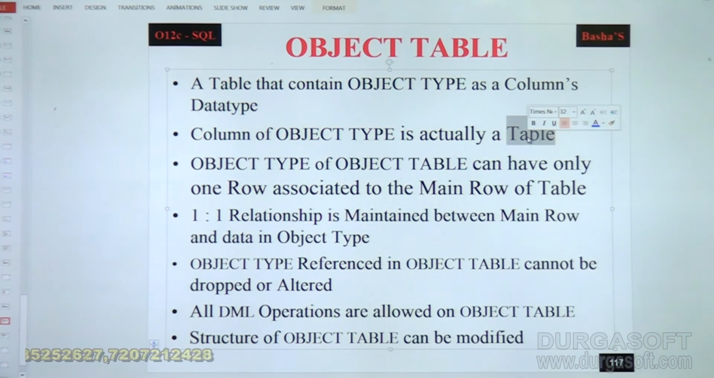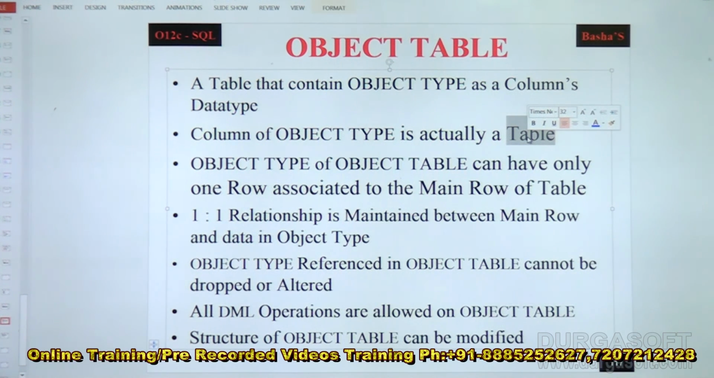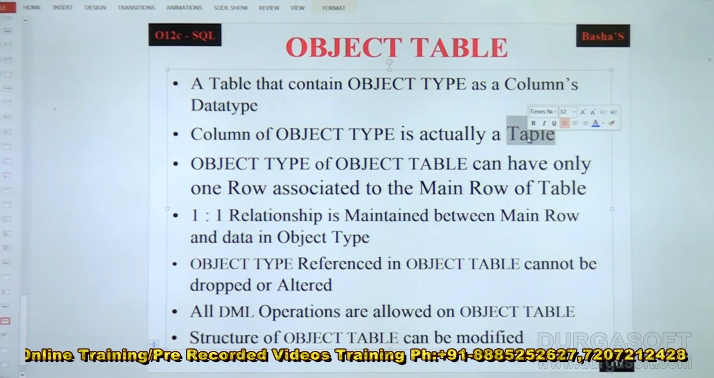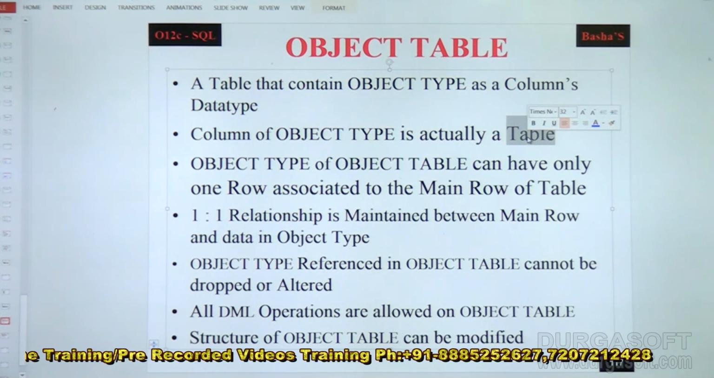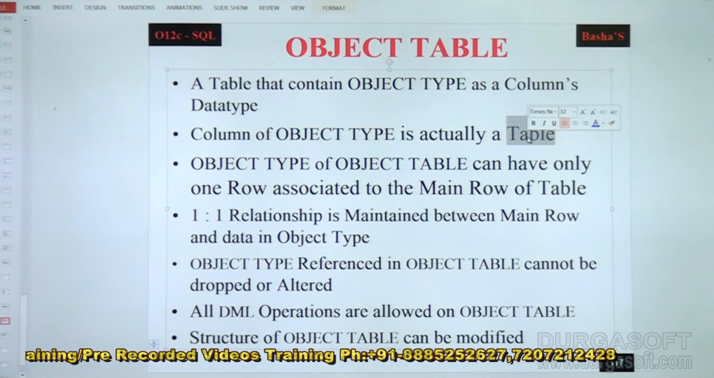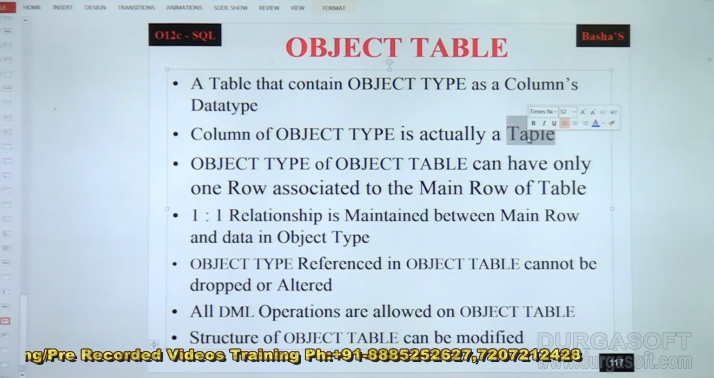If the object type is referenced in any object table or another object type, that particular object type cannot be dropped, which we have seen in our earlier case. If it is not referenced anywhere, it can be dropped, and it cannot be altered also if it is used anywhere. If it is not used anywhere, it can be altered.